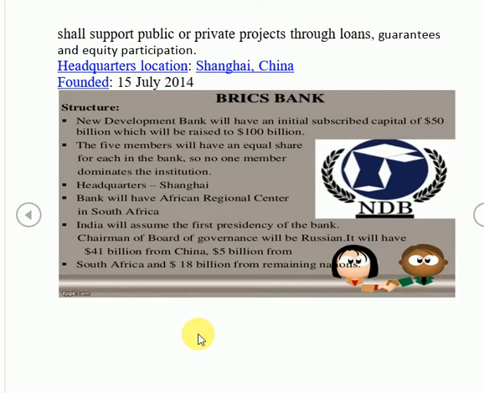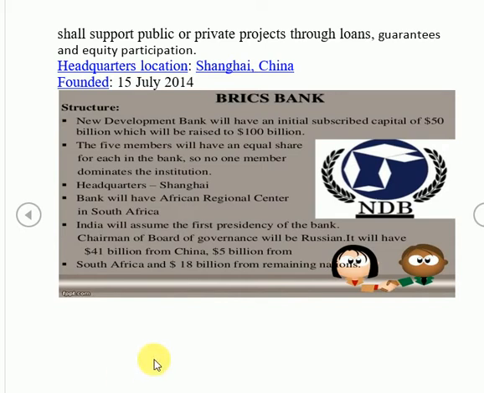If you talk about the headquarters location, it is in Shanghai, China. The headquarters of the BRICS Bank is in Shanghai, which is located in China, and it was founded on 15 July 2014, right? Let us have a small look at the BRICS Bank and its structure.